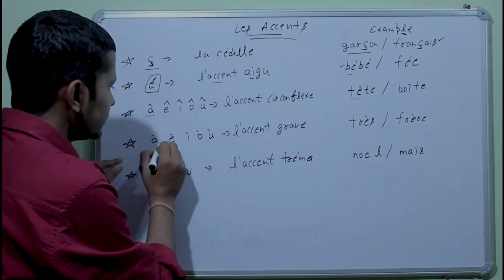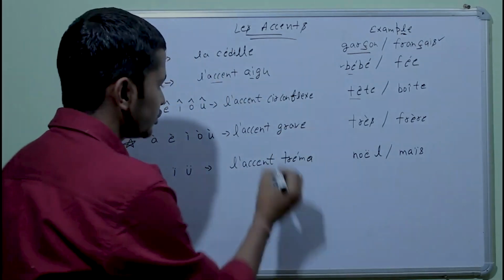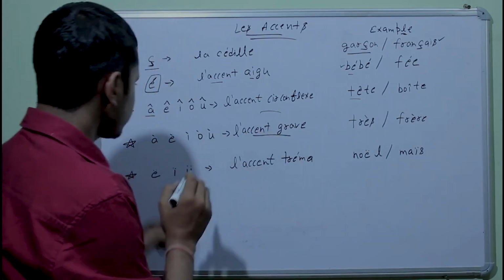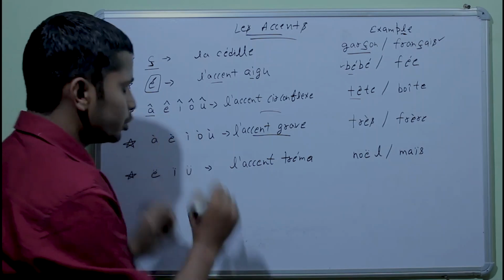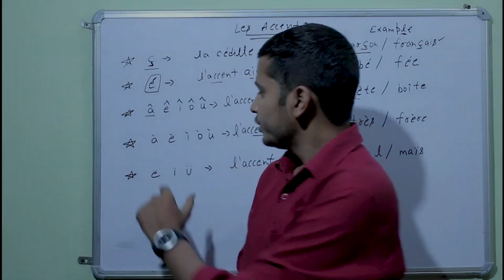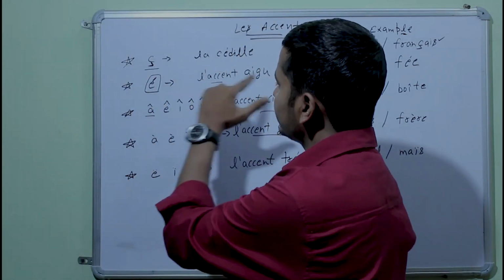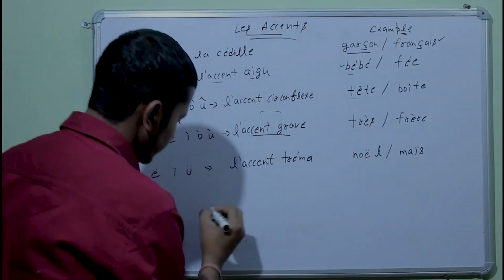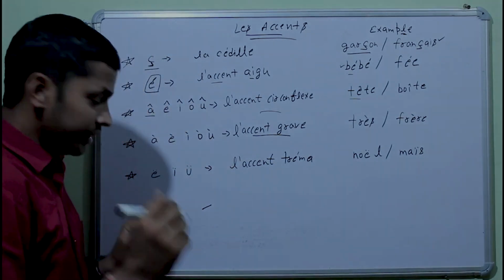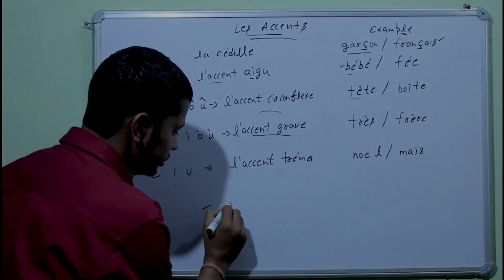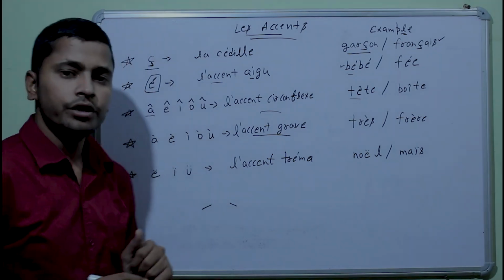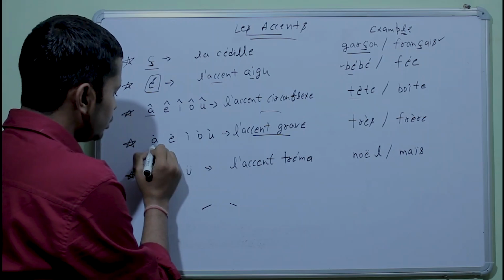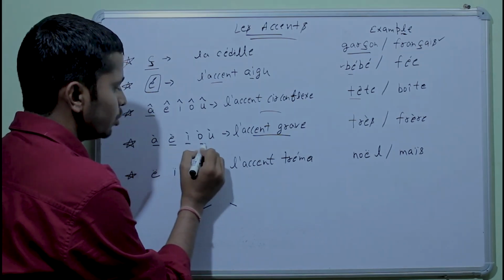Next is l'accent grave. This one. So how to use it? We use it like we use the accent aigu, but in grave we use it in the opposite way. It is used upon A, E, I, O, U.